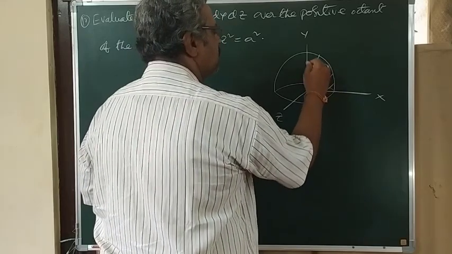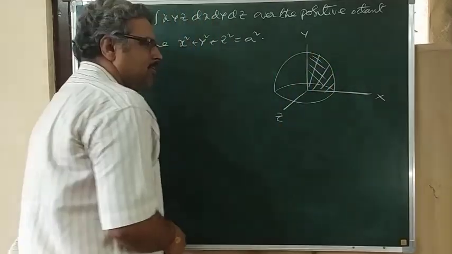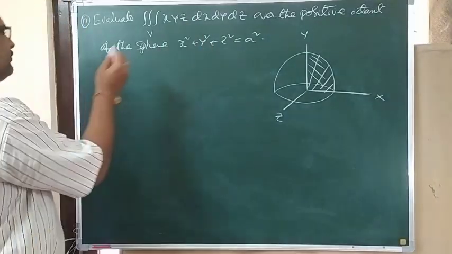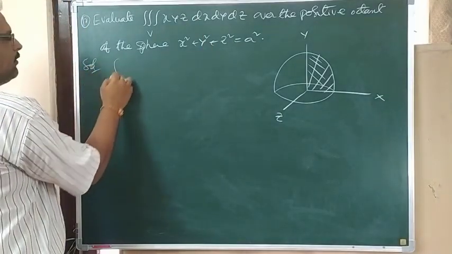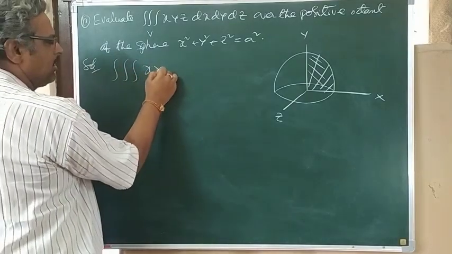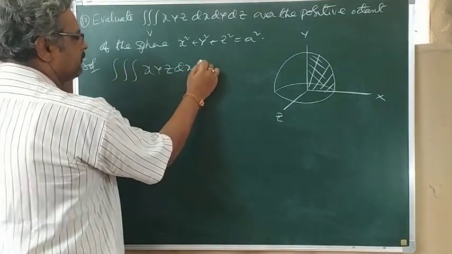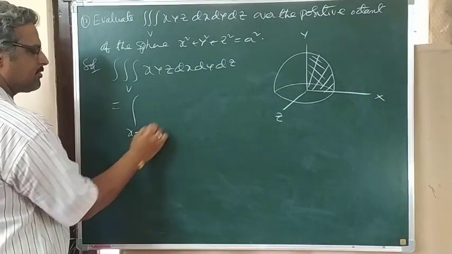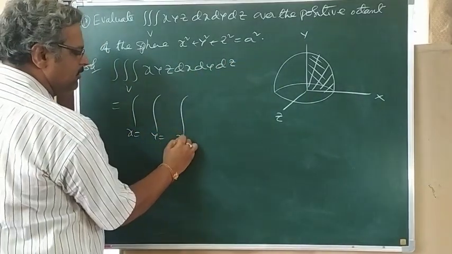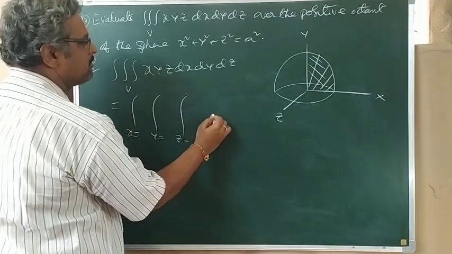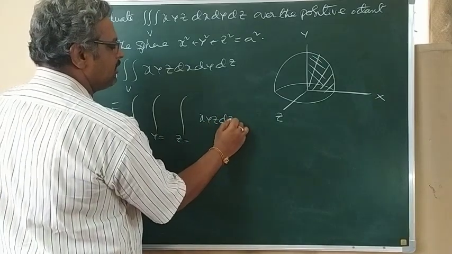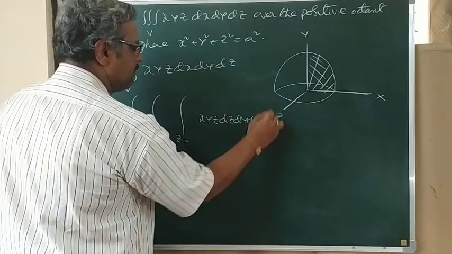Sphere in positive octant. This is the region. Now then, how to find the limits? Solution: we already discussed this in the earlier problem. X, Y, Z limits. The integral is of dz dy dx.